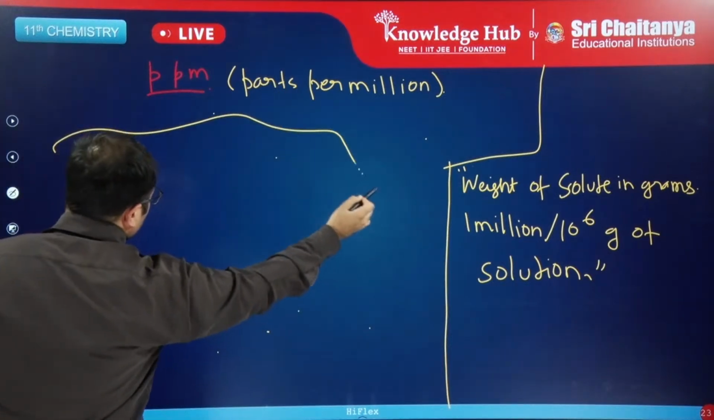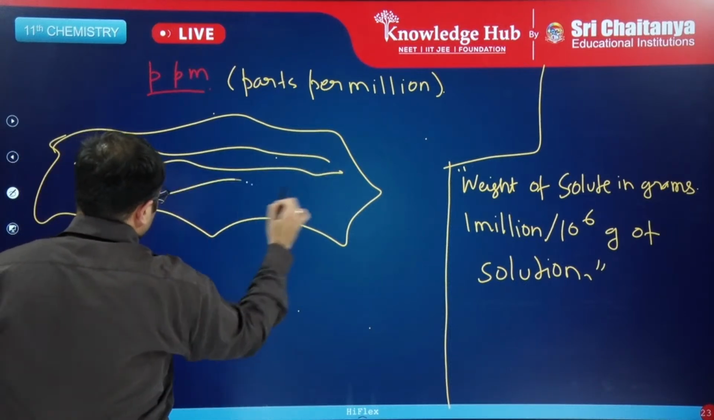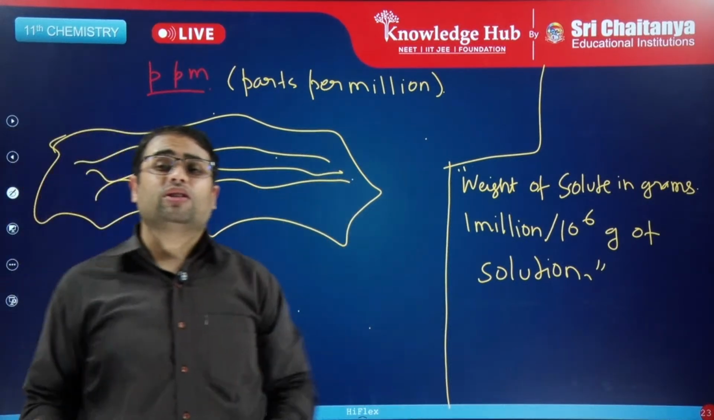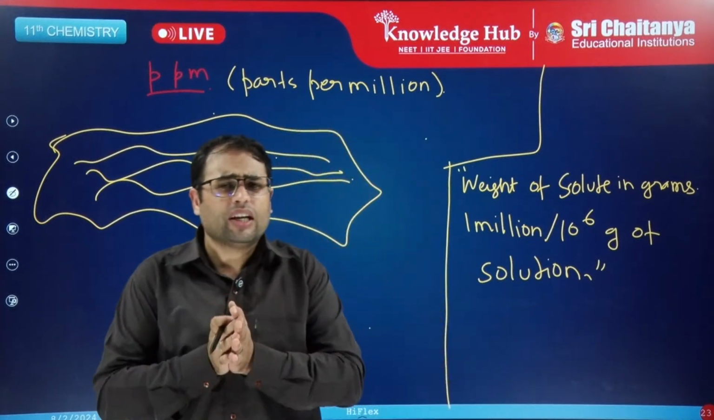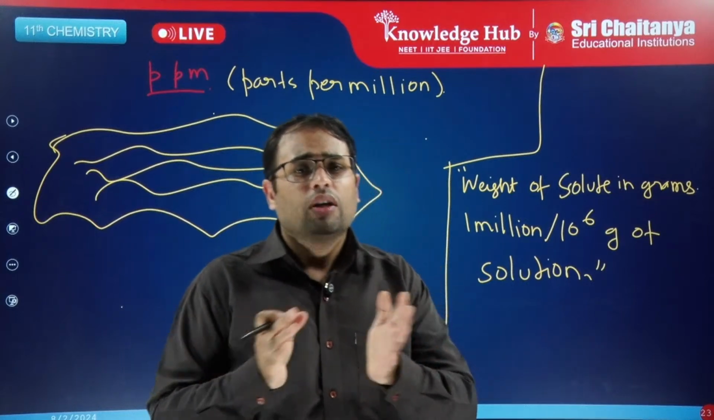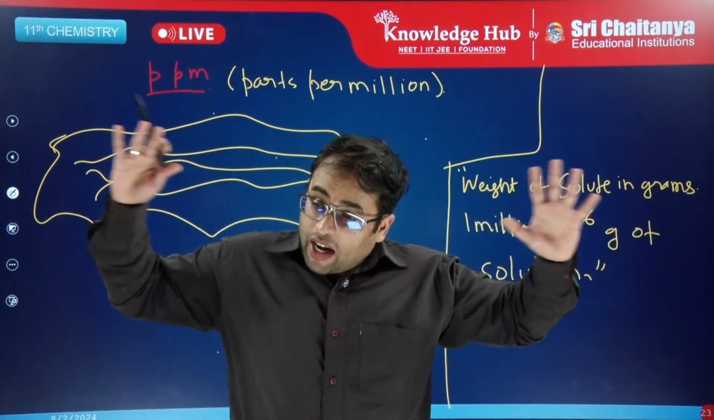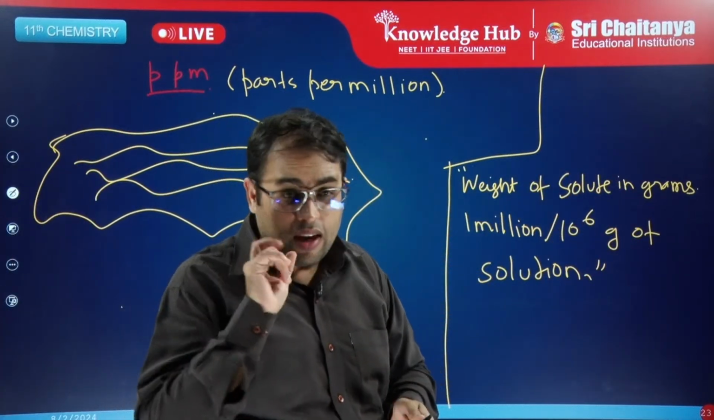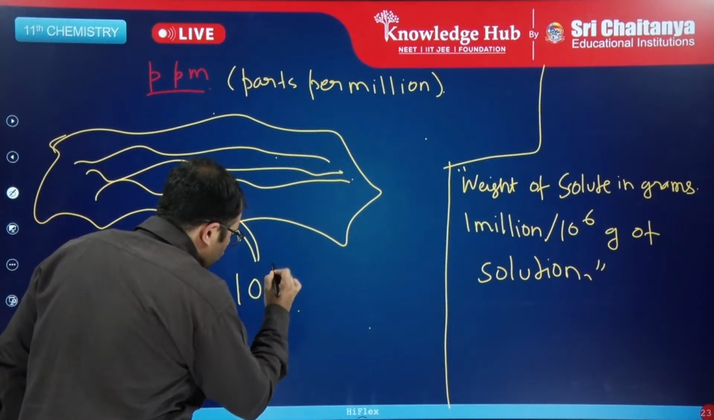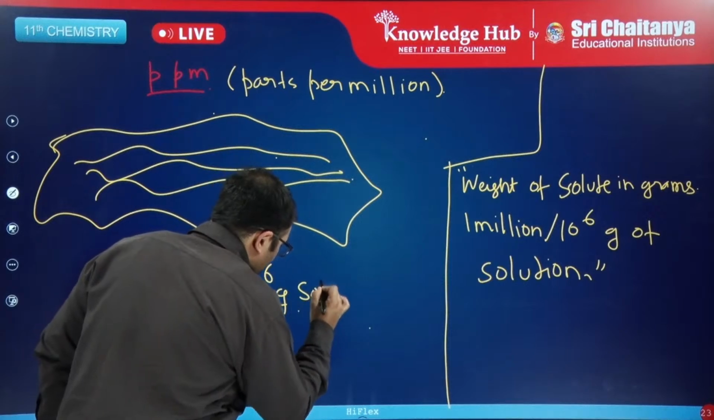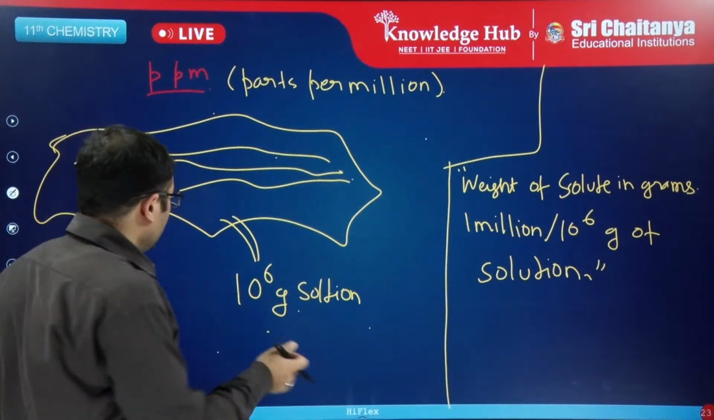See, if I have the complete ocean as my solution, right? The ocean has many salts. It is actually the most widely available solution. Out of that complete ocean, if I take out 10 raised to power 6 gram of solution, I take it out and fill it up in some bucket.